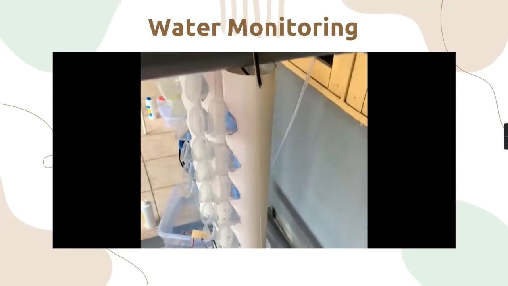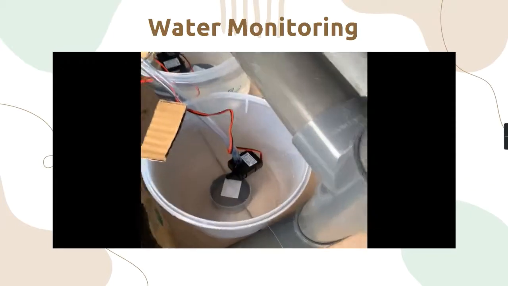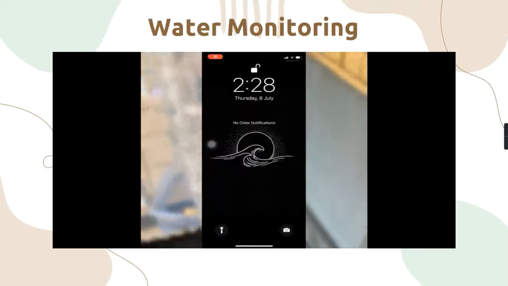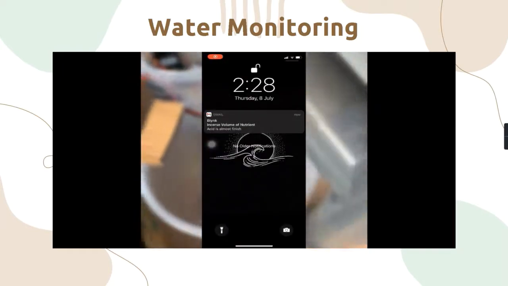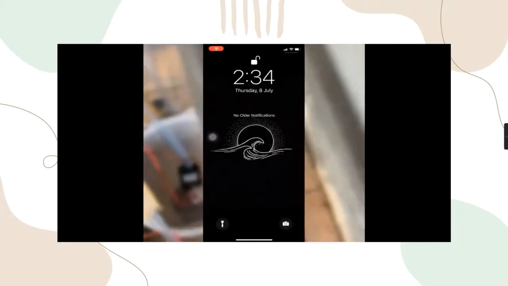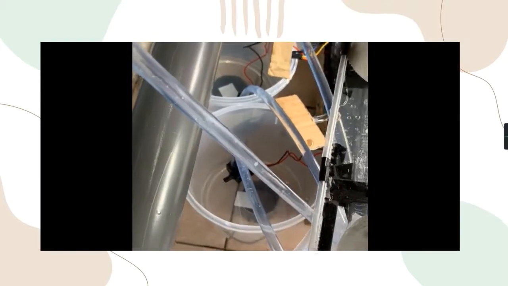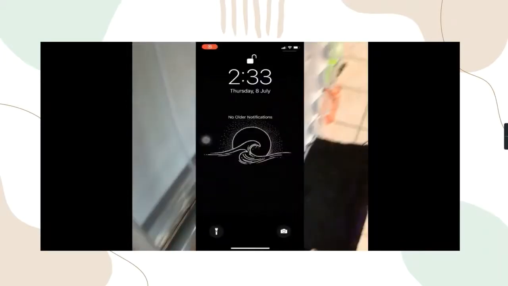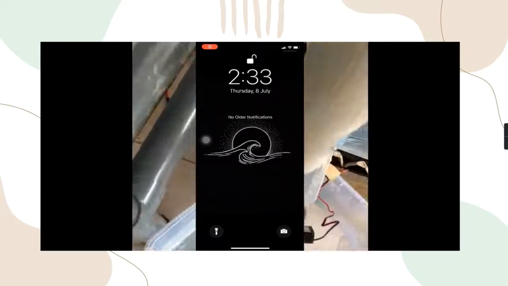This is for acid solution. It will notify the user via email. And this is for base solution. When the solution is below the level we set in the coding or empty, it will notify the user. And this is for pure water solution. When the solution is empty or low, it will notify the user via email also.